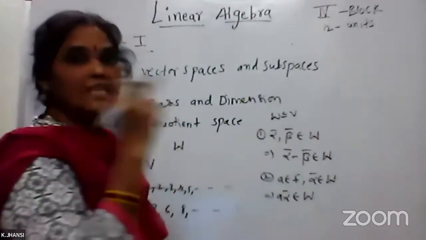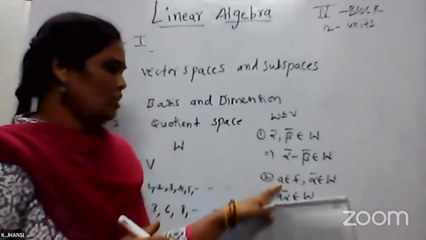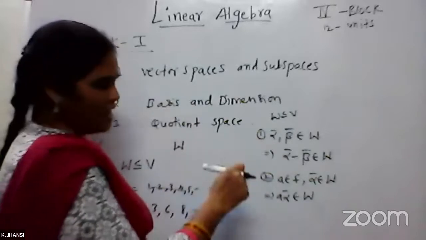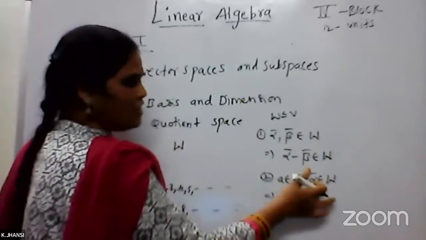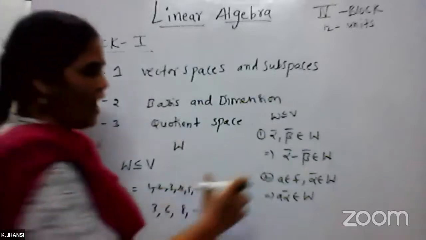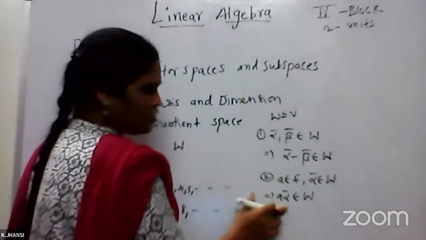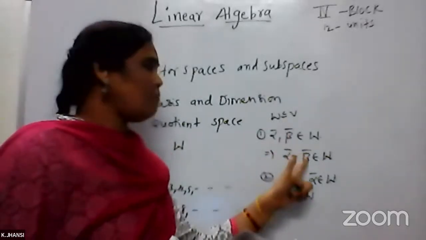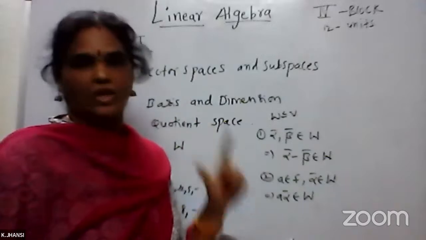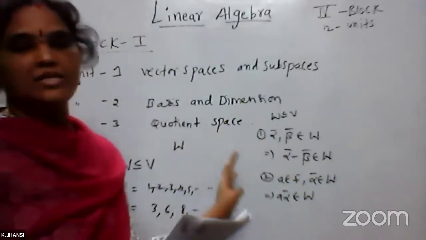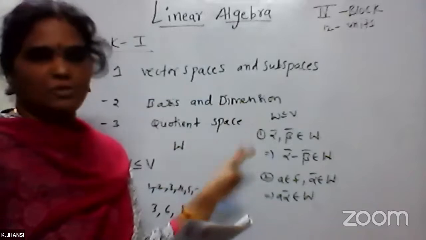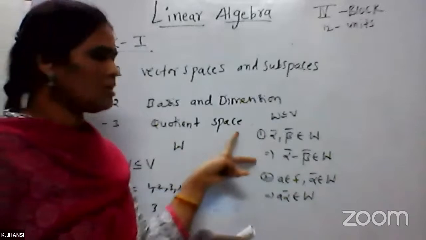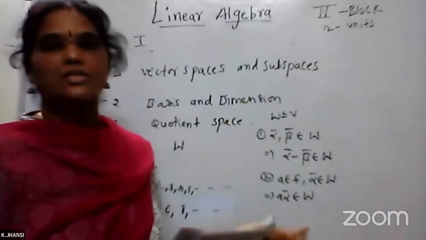if it belongs to the set W, and also if you take any element A which belongs to the field of scalars, and alpha bar is any element which belongs to set W, and A into alpha, so when you multiply these 2, whatever result you get is also present in W, then W is called a subspace of V. This is called a necessary and sufficient condition for a subspace. If these 2 properties are satisfied, there is no need of showing all the 9 properties. Then it is called a subspace.